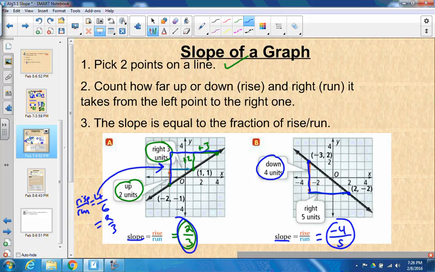All right? So down 4 over 5. -4 over 5. Rise over run. Rise over run. Okay? So the fraction is rise over run.